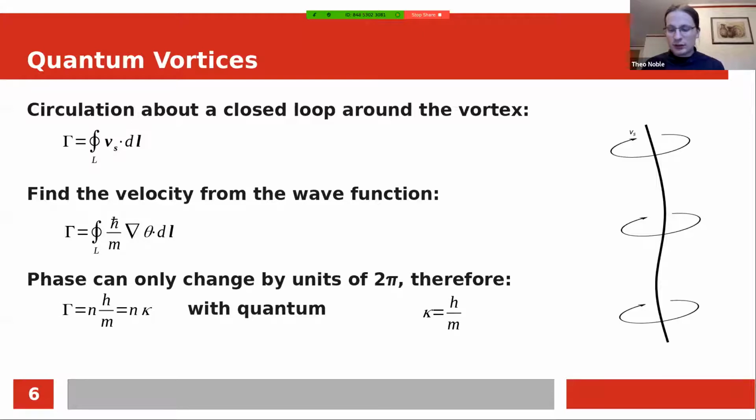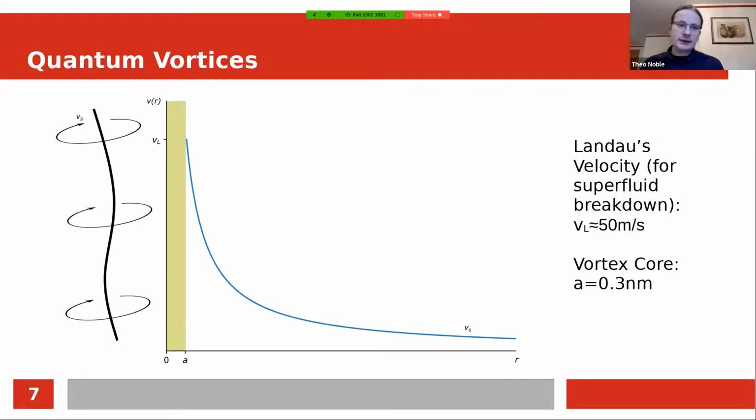And it turns out you don't have to worry about multiple quantum vortices, because a 2 quantum vortex would energetically decay into 2 lower energy n=1 quantum vortices, which is quite nice. From here, you can then find that a quantum vortex has a fixed size just by using Landau's velocity, the velocity where the superfluid breaks down, which in helium-4 is about 50 meters per second. And this gives you a vortex core size of about 0.3 nanometers.